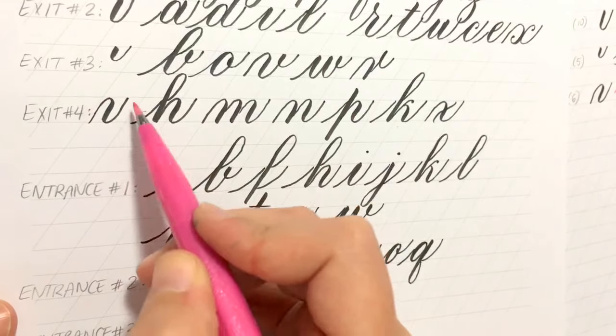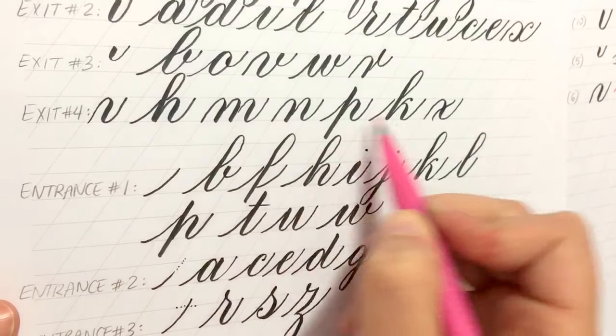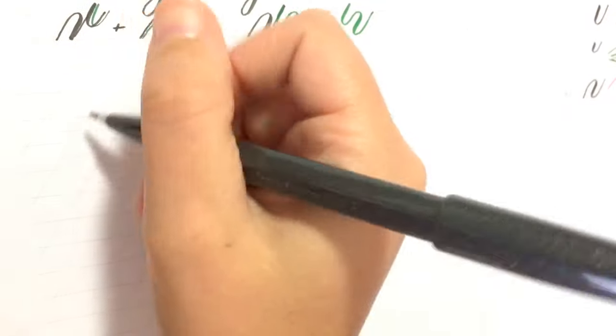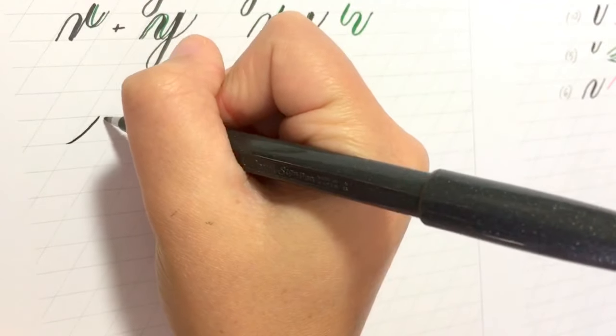Just to review the compound curve exit stroke, there are these letters that end with the compound curve, and I'm going to be connecting them to one in each of these groups for the entrance strokes. So let's start with the letter H. The letter H ends in a compound curve.